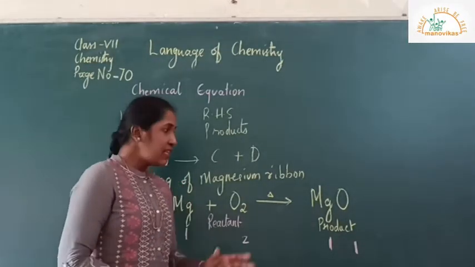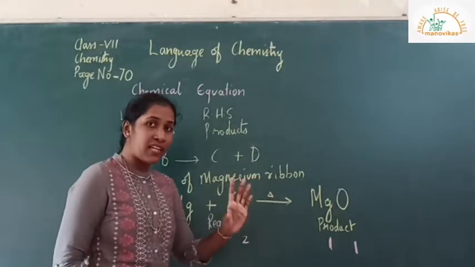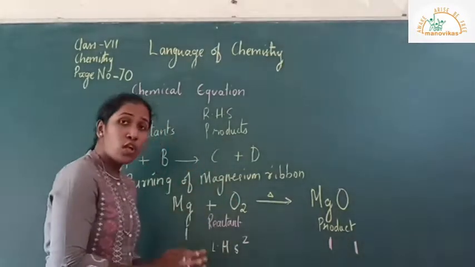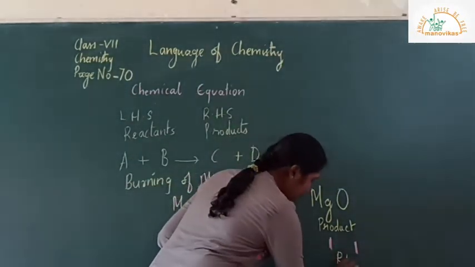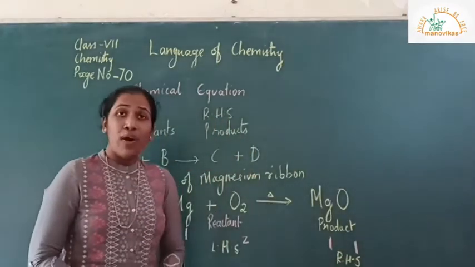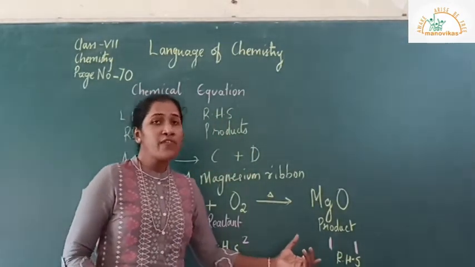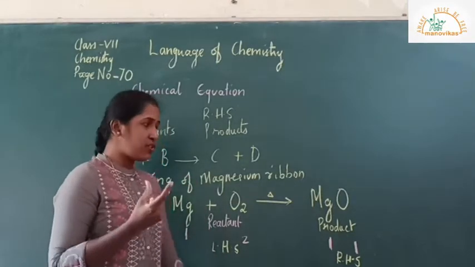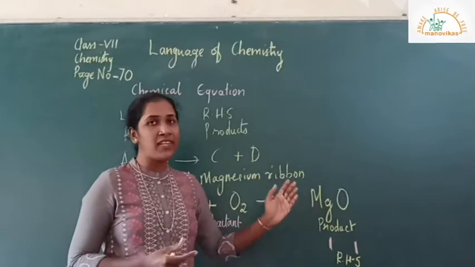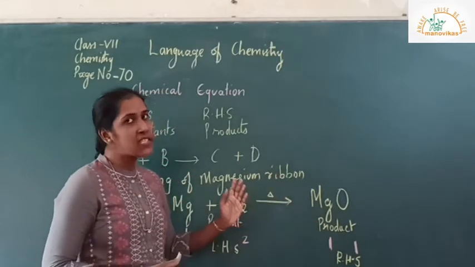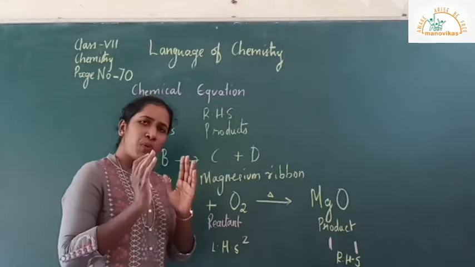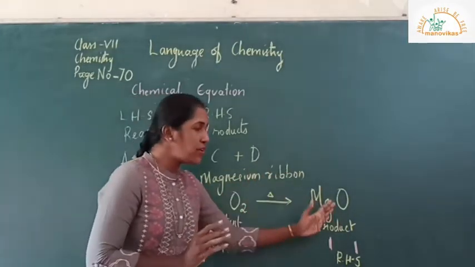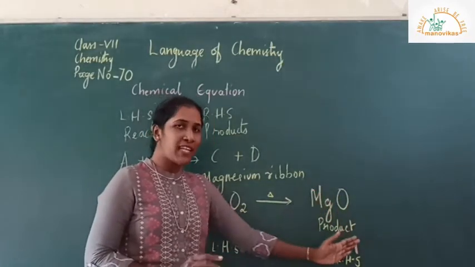Now always remember that we have to balance the equation. The reactant side, your left hand side, should always be equal to the right hand side. Why? Because according to the law of conservation of mass, mass can neither be created nor destroyed in any physical or chemical change. You have already studied this law. So whatever the number of atoms on the left hand side should be equal to the number of atoms on the right hand side.